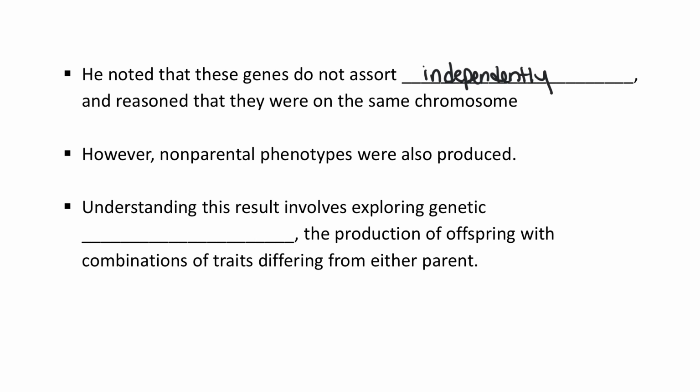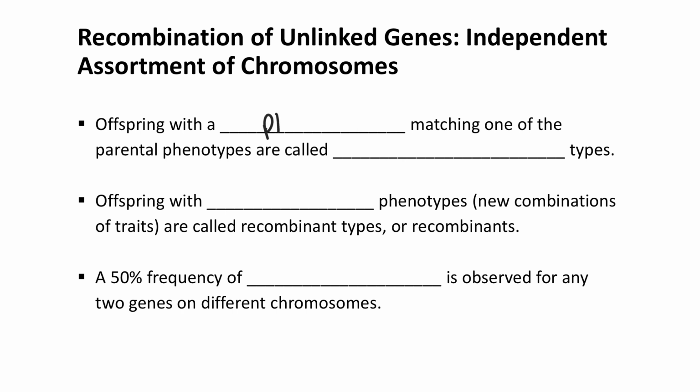Understanding this result involves exploring genetic recombination, which is the production of offspring with combinations of traits differing from either parent. Offspring that have a phenotype matching one of the parental phenotypes are called parental types.